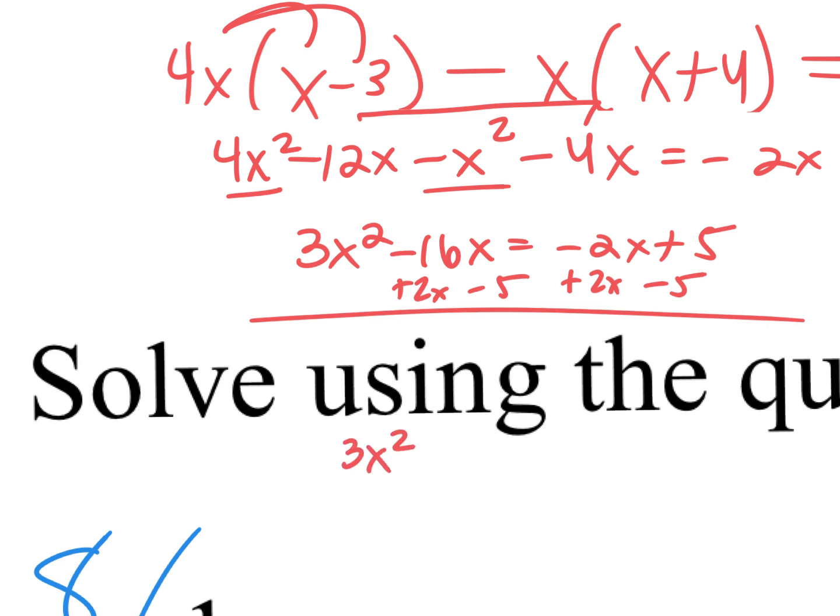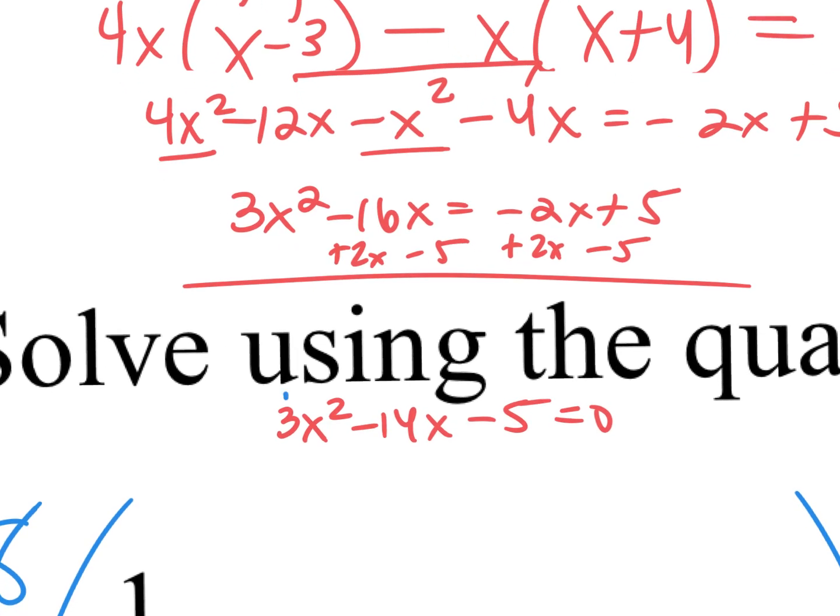So 3x squared. Negative 16 plus 2 gives me negative 14x, good, minus 5 equals 0. We haven't even figured out what x equals, but we're getting there. So let's try to do what first?